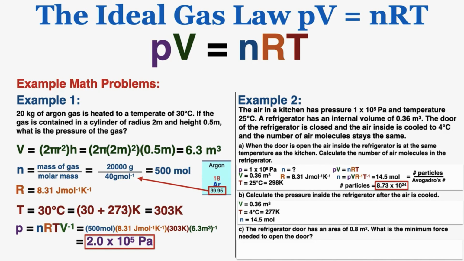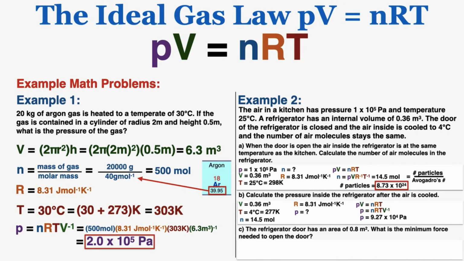There's no air leaving the refrigerator after the door is closed, so we can use that same answer from part A. R is the same, that's always that constant, and we're trying to find the pressure. So I'll rearrange the equation to get pressure by itself, and plugging in my numbers gets me 9.27 times 10 to the 4th pascals. Part C says the refrigerator door has an area of 0.8 meters squared.